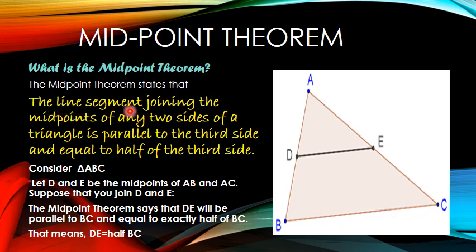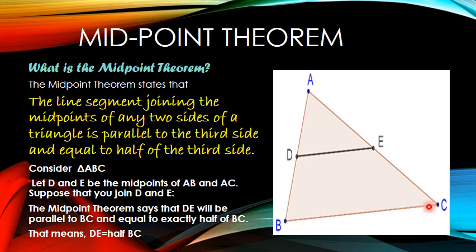The line segment joining the midpoints of any two sides. Now let us consider the sides AB and AC as the two sides. If D is the midpoint of AB and E is the midpoint of AC, and if these two midpoints are joined, we get a line segment, isn't it? So the statement is about this line segment. The line segment joining the midpoints of any two sides of a triangle is parallel to the third side.